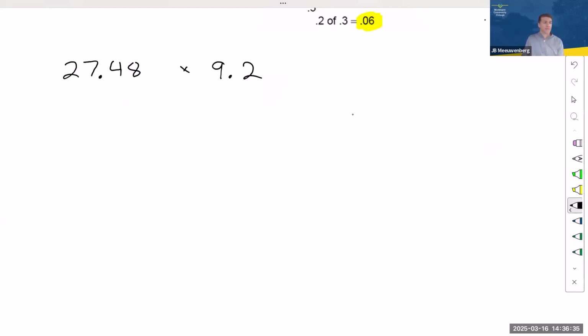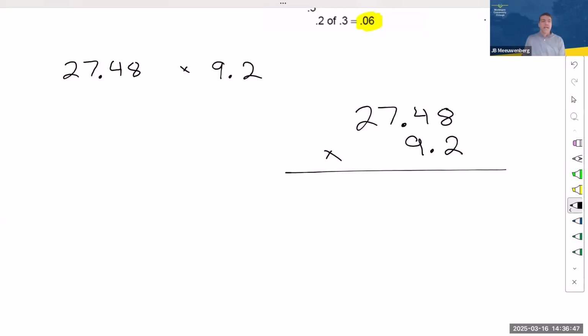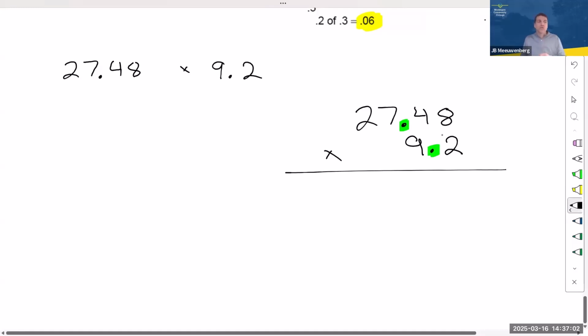And it looks like this. I will do it over here. I will write my 27.48 like that, and then times 9.2. This is how we often line these up. And the first thing you might even notice is that those decimal points are not lined up. With multiplication, they do not need to be. And I'm going to explain in a moment why they don't need to be. You don't need to worry about lining up place values when you're doing this multiplication algorithm. So let's work through it.